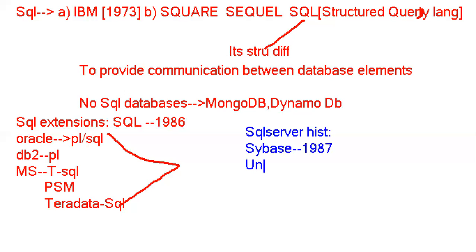Initially, it was with the Unix operating system and OS/2. Microsoft joined with Sybase for the SQL Server 3 version. Microsoft acquired SQL Server 4.2 in 95. From there, it is under Microsoft. Microsoft acquired it in 95. Got the history?